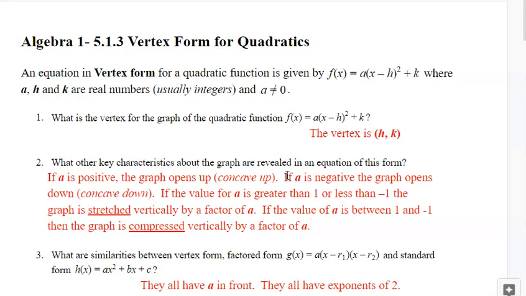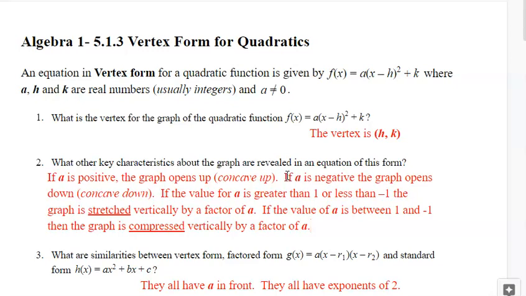All right, and then the last question is, what are similarities between these three forms? Well, each one you'll notice has an a in the front, and that's exactly the same number. So whatever form you're writing your equations in, that number in front will stay the same from one form to the other. So that's nice to know. And then the other thing is they must all have an exponent of 2 in them somewhere.